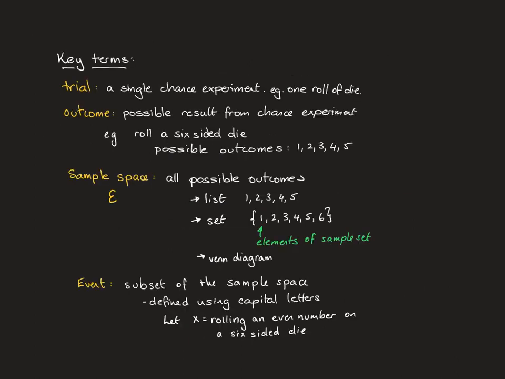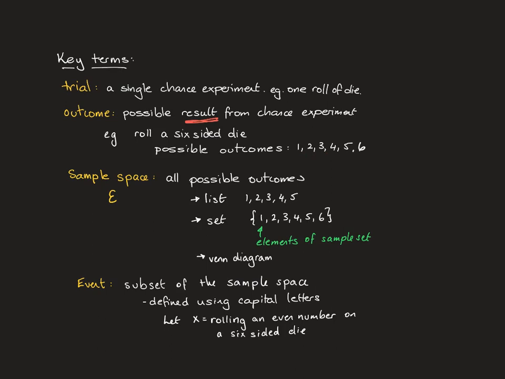Probability has a lot of terminology that goes with it, and so some of our key terms are words like trial, which is a single chance experiment, like one roll of a dice. So when we talk about a particular trial of an experiment, it means one go at it. An outcome is the possible result from the experiment. So the outcome is the result of the experiment. So if you roll a six-sided die, the possible outcomes you'll get are the number 1, 2, 3, 4, 5, or 6.